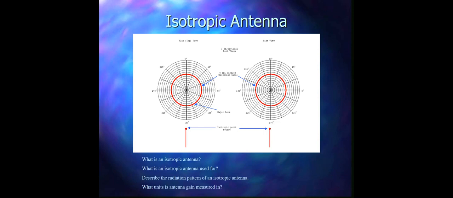So dBi is the amount of focus applied by an antenna with respect to an isotropic antenna, or we can say with respect to an isotropic radiator. And isotropic antennas, you already know, radiate the energy equally in all directions.